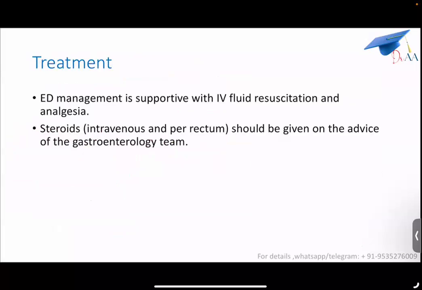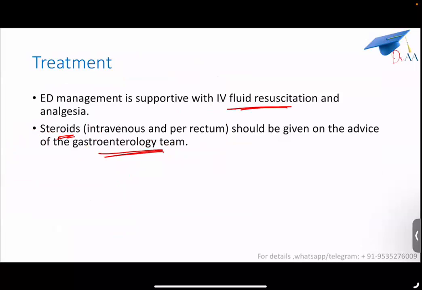What about treatment? Treatment here is mainly IV fluid resuscitation if the patient has presented in shock. Steroid remains the mainstay, but NICE recommends only using steroids on gastroenterology team advice. Okay, if they don't advise, don't give it. If they advise, give it. All of these patients will be known to the gastroenterology team, so involve them.